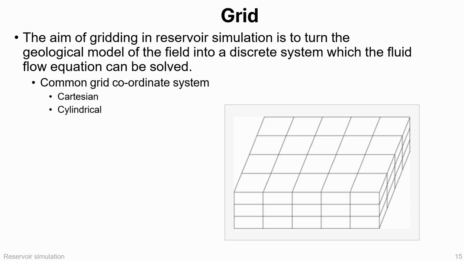Cartesian grids are simple and common for many field-scale problems. Cylindrical grids are useful near wells or around radial flow patterns. The choice of grid affects both accuracy and efficiency. A finer grid captures more detail but requires more computation. A coarser grid runs faster but may miss important features. So grid design is one of the first major engineering decisions in simulation.